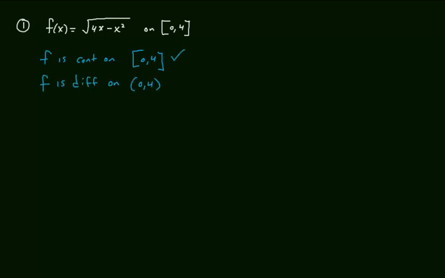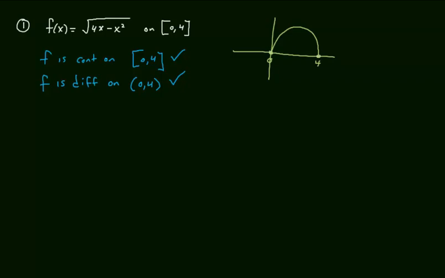Here is example 1. F of x is equal to the square root of 4x minus x squared on the closed interval 0 to 4. F is indeed continuous on that closed interval. Check. F is differentiable on that open interval. Check again. Although you may be interested in the fact that this function is a semicircle here, and this is 0 and this is 4, and it's a closed circle here, closed circle here, so the function is in fact continuous.